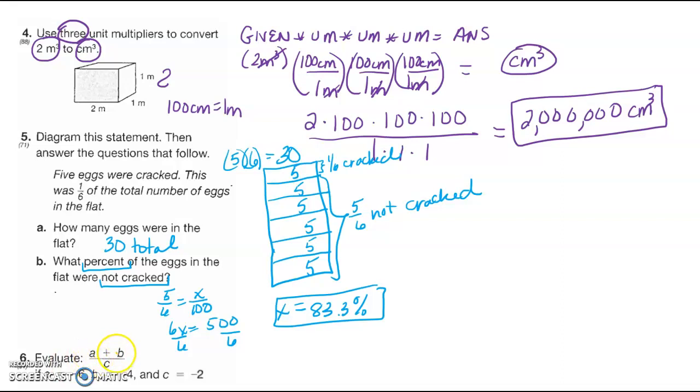It says evaluate A plus B over C, if A is -6, B is -4, and C is -2. So A is -6 plus B is -4 over C is -2. So I know that when we add the same sign, we add and take the sign. So 6 plus 4 is 10, and it's negative because they're both negative. And then when I divide, if it's the same sign, I get a positive number.